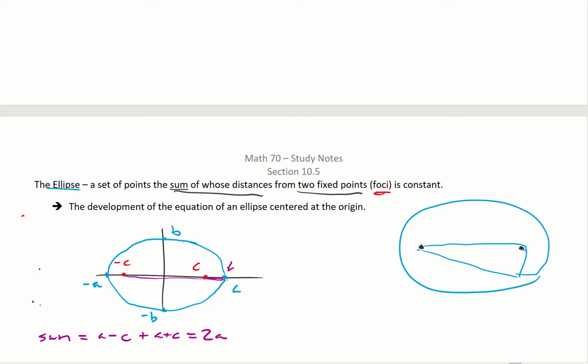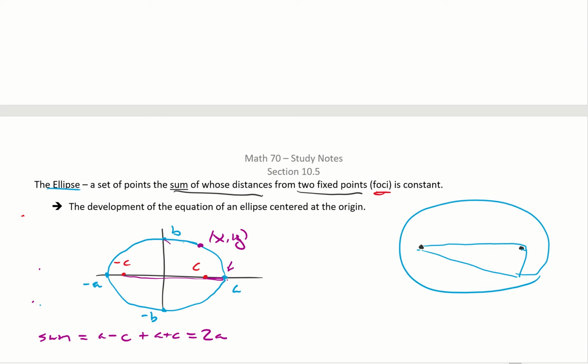Okay? So that's what the total is, if you've got these, what they call vertices along the major axis, let's say, A and minus A, then the sum of the distances of any point, let's put a point here now, call it XY maybe on the ellipse, the sum of the distances to those two points is going to be 2A. Then you can also do it this way.